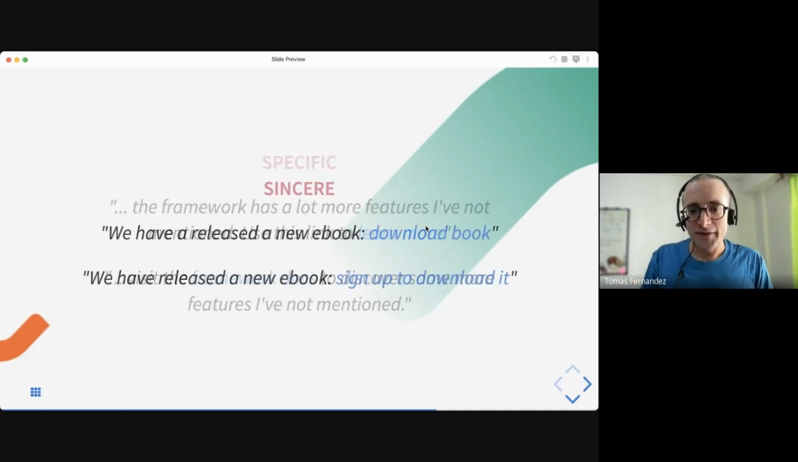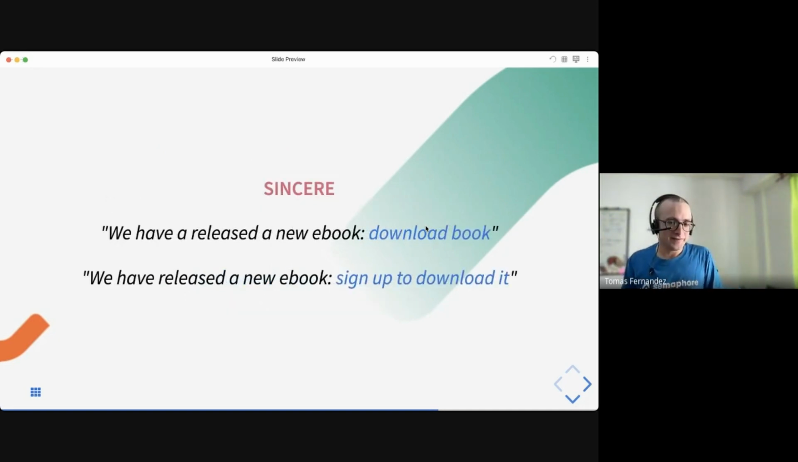The other tip is to be sincere. For example, if we are offering a free ebook and we say "go here to download it" and the person sees a form to fill, it's kind of deceiving, and it's kind of annoying. So if we are sincere, instead of "download it" we should say "sign up to download it". Make it clear there's some extra step.